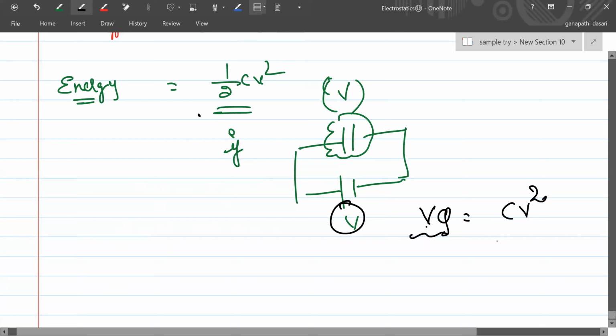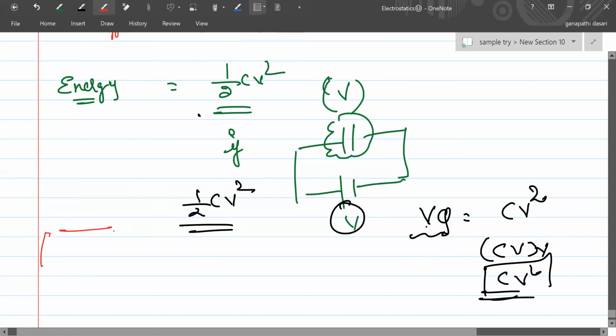Q can be related with CV. So CV into V will be CV square, but the energy stored in this capacitor will be half CV square.